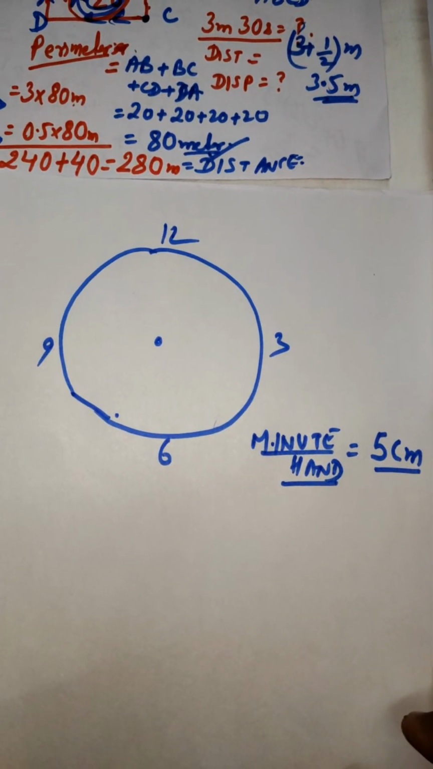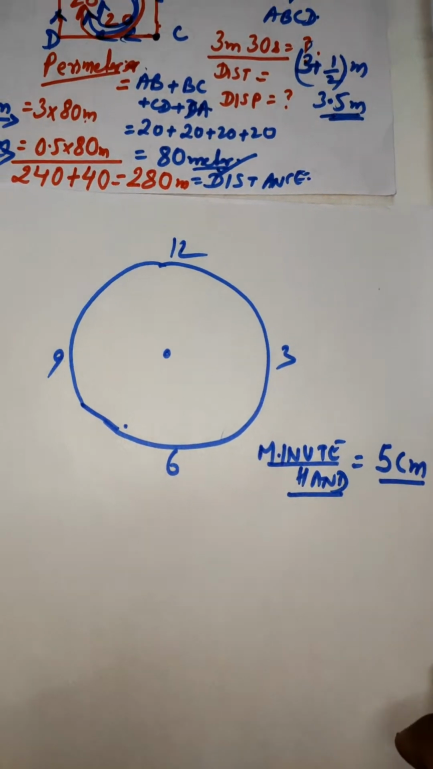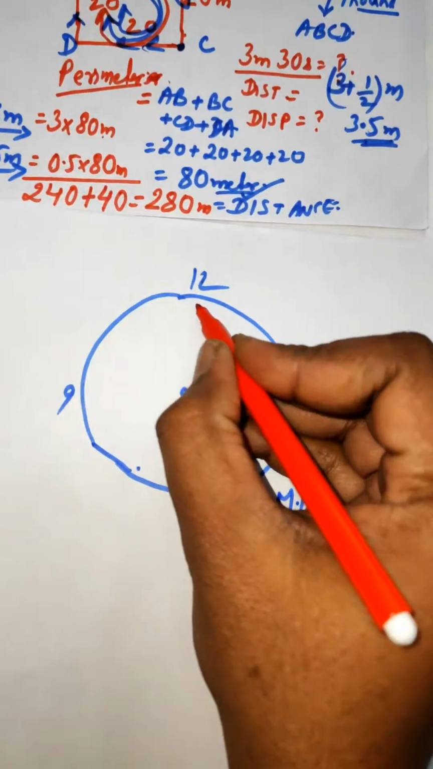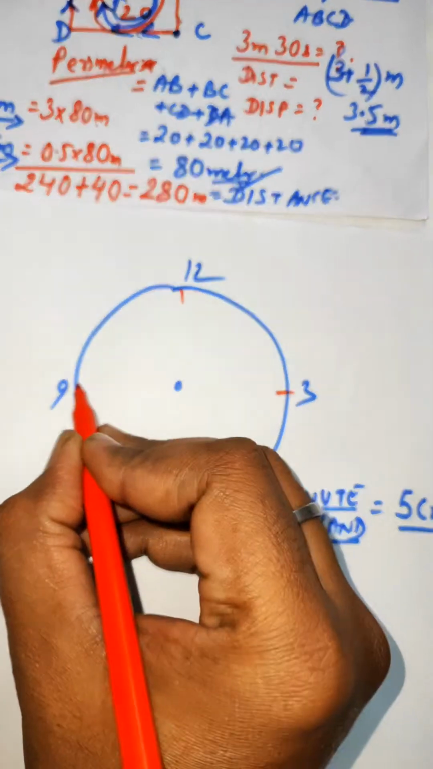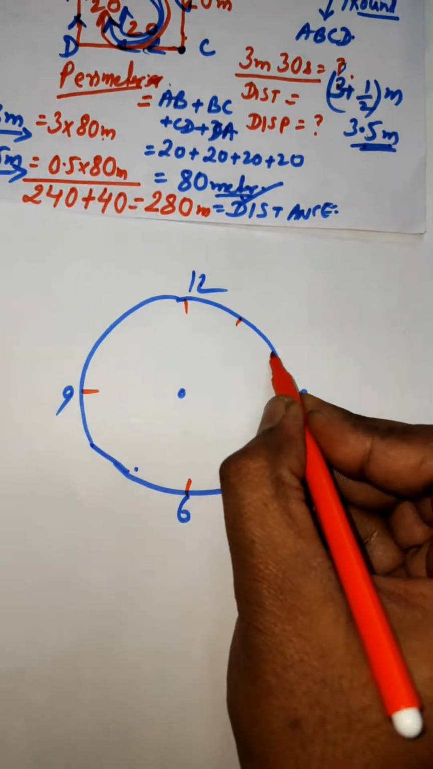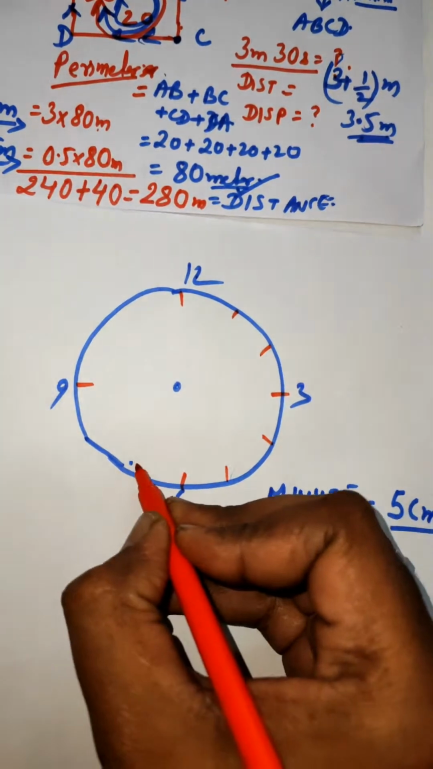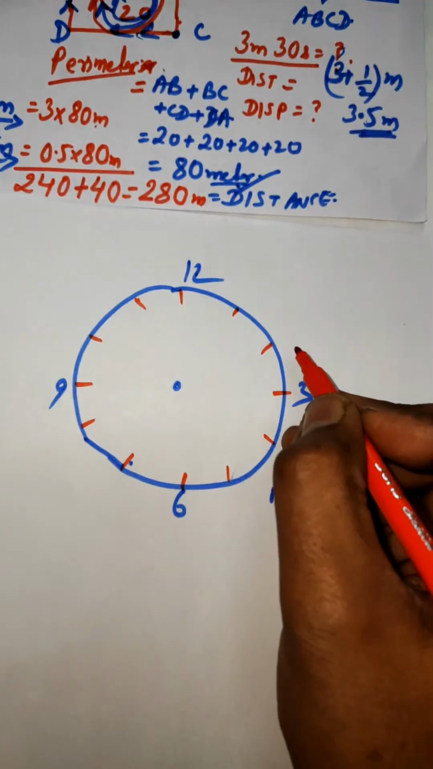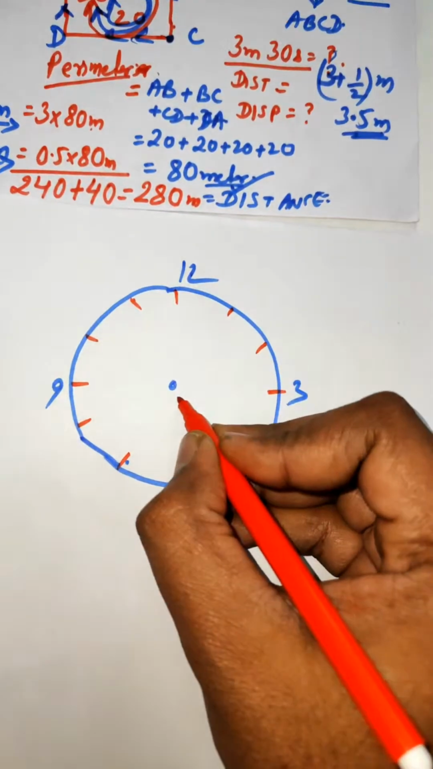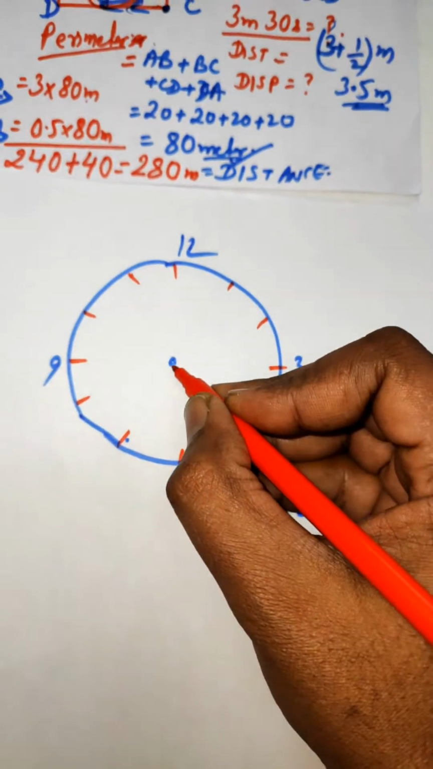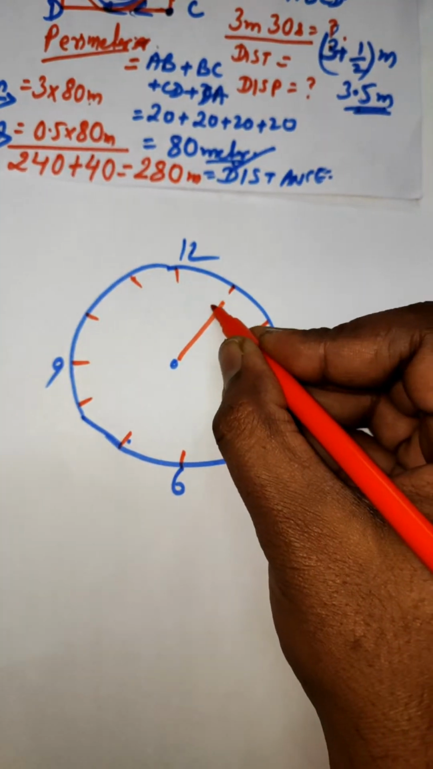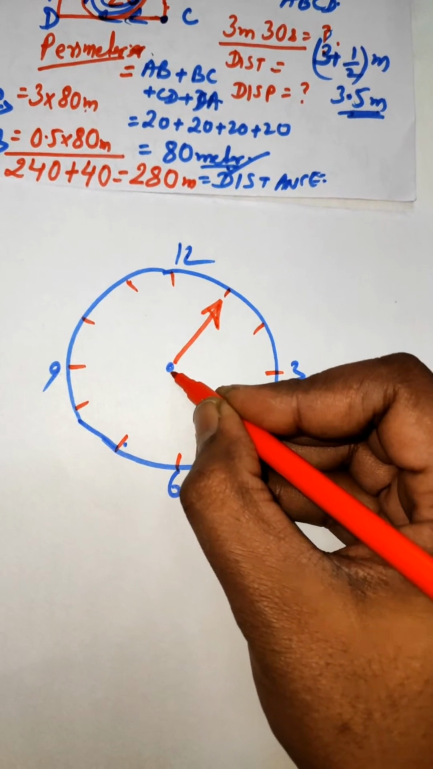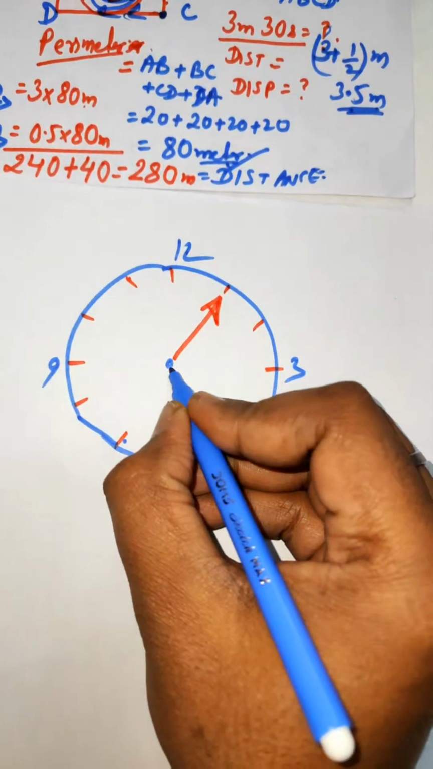Area swept by the minute hand from 6:05 to 6:40, we need to find. So where is 6:05? This is 12. This is 6. This is 3. This is 9. We know this is 1 or 2. I am not marking the figure as per scale, but this is just for understanding. So at 6:05, sorry, the minute hand will be at this position, and the hour hand, which is shorter, can be here like this.